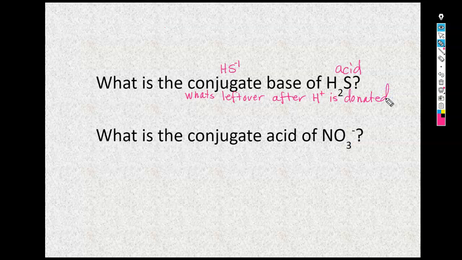How about the conjugate acid? All right? The conjugate acid is what is made after the hydrogen plus is accepted. Remember, the base accepts the proton. So in this case, this would have to be our base because it is paired up with a conjugate acid. That means when we add a hydrogen to this, we must be going to have HNO3. That would be our conjugate acid. Okay.